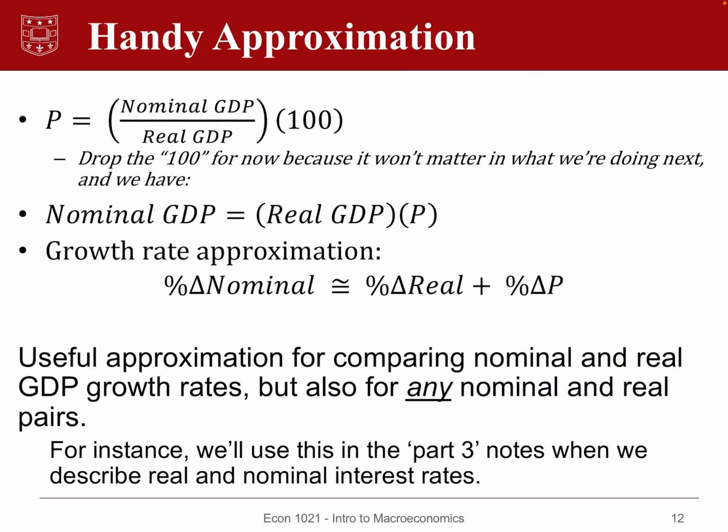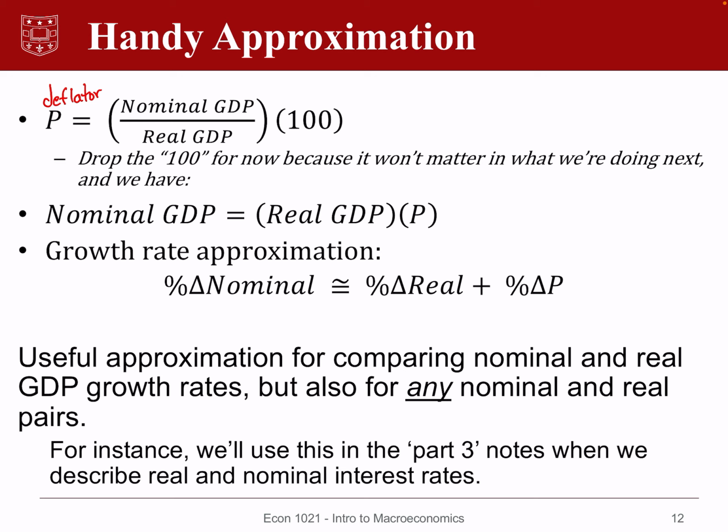What I want to do at this point is take a little back of the envelope calculation trick. There are a few of these that'll crop up over the semester. I just want to run through a little approximation. So for right now, remember, here is our definition where this P, the deflator, is the measure of the average price level. We said this is nominal GDP divided by real GDP times 100. We're going to drop the 100 for now because it won't matter, as you'll see in what we're doing.